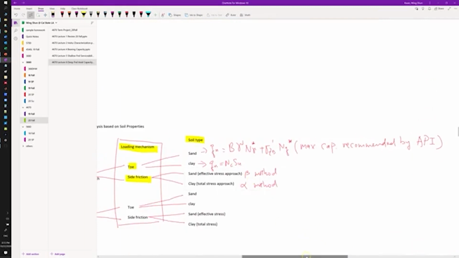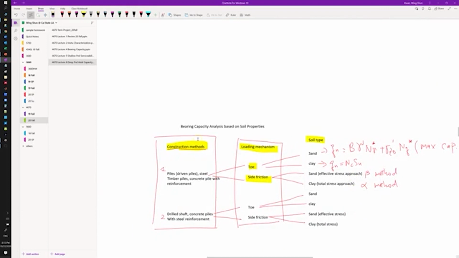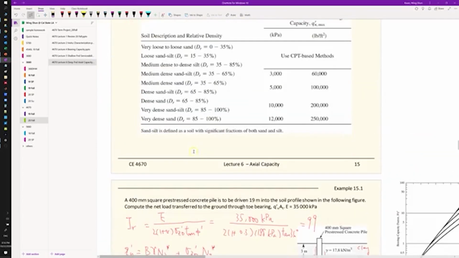So with this beta method, don't lose track of what we're trying to do. All this bearing capacity analysis depends on the construction method, loading mechanisms, and soil type. And we are talking about the side friction for the different piles. If we reference the textbook, this is chapter 15 of your Coduto textbook, and this is chapter 16. So we start with sand, talk about the side friction of different piles, and we use the effective stress approach, the beta method. So what is the beta method?